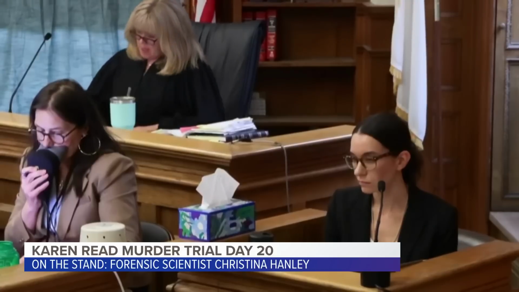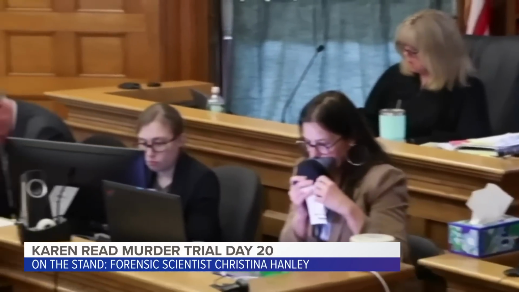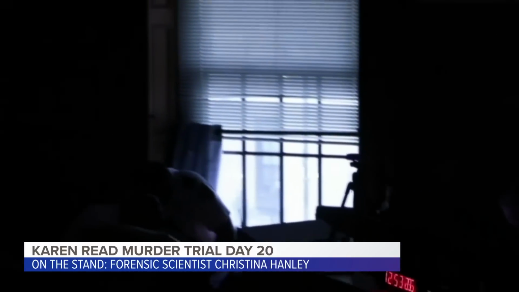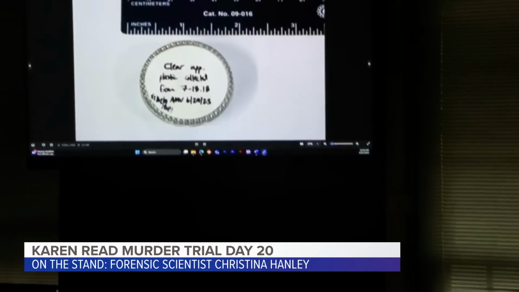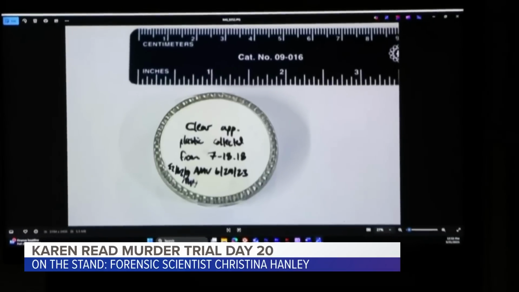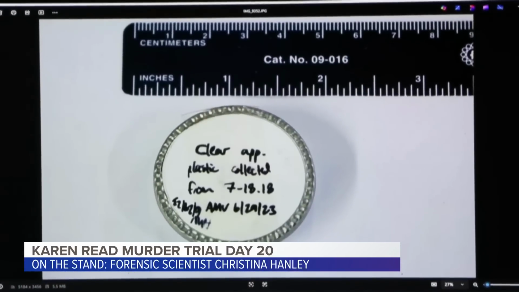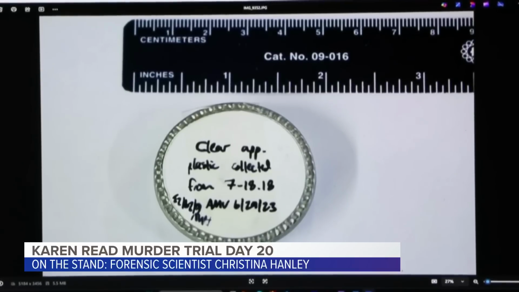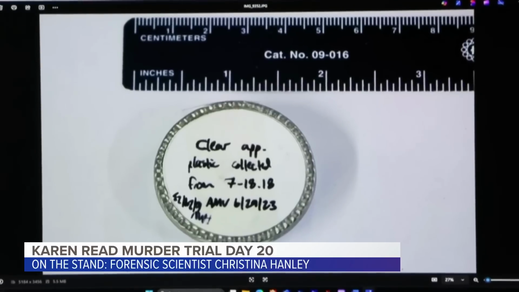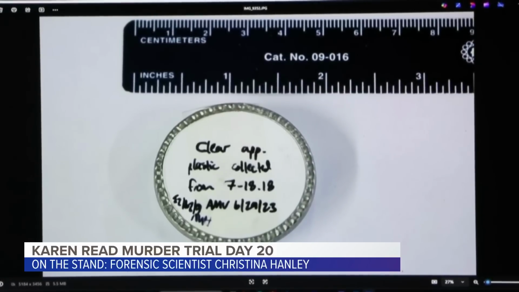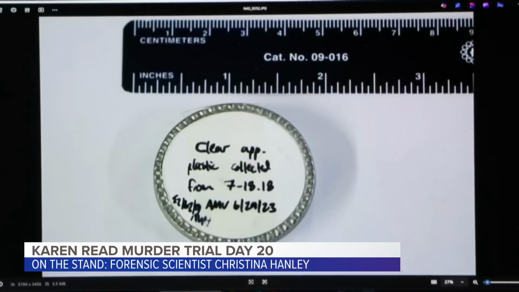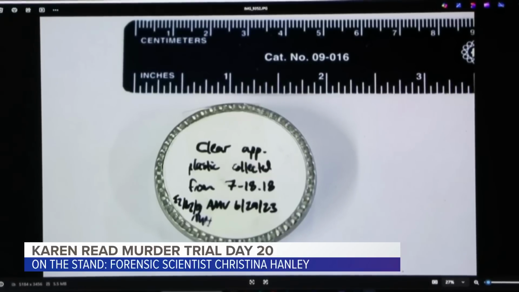And Your Honor, may I publish? Yes. Now, Ms. Gilman, if I could have photograph 9352. And Ms. Hanley, what is depicted in this photograph on the screen? So this is one of the photos that I took of 7-18.18. This is how I received the clear piece of plastic. And is that a tin that it's encased in at the time that you receive it? Yes.